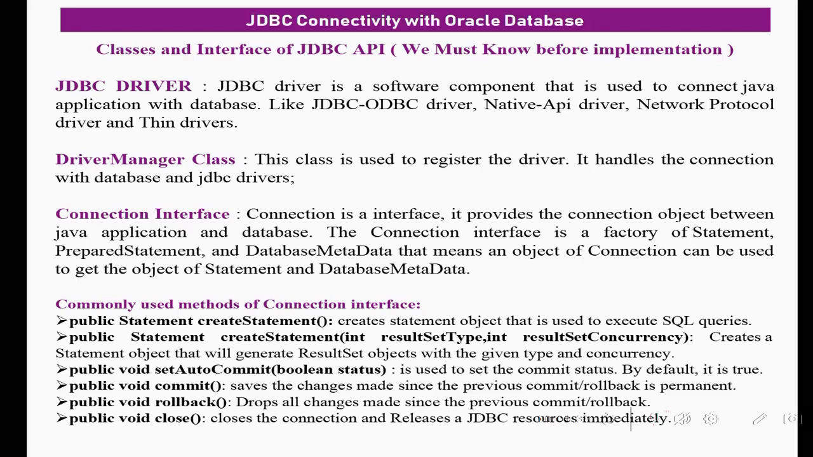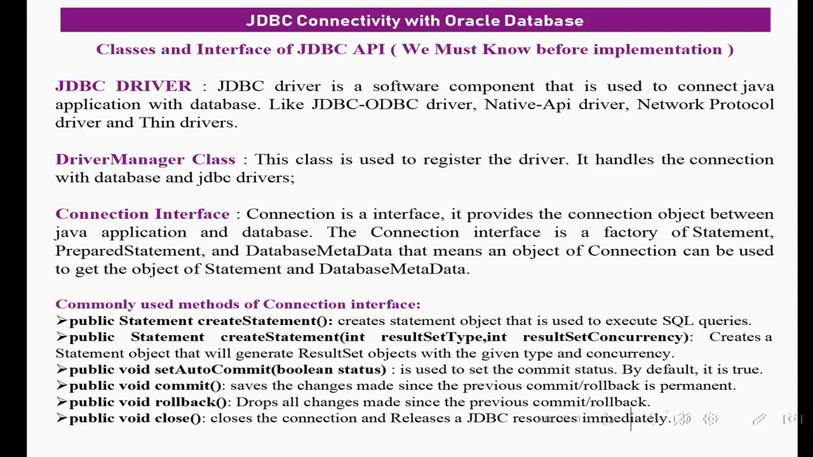Now let's understand the commonly used methods of the Connection interface. The first method is public Statement createStatement(). It creates a Statement object that is used to execute SQL queries. Now the next is public Statement createStatement(int resultSetType, int resultSetConcurrency). It creates a Statement object that will generate ResultSet objects with the given type and concurrency.